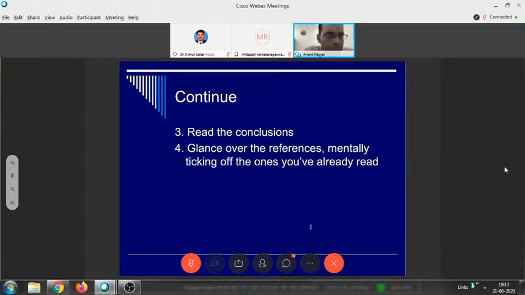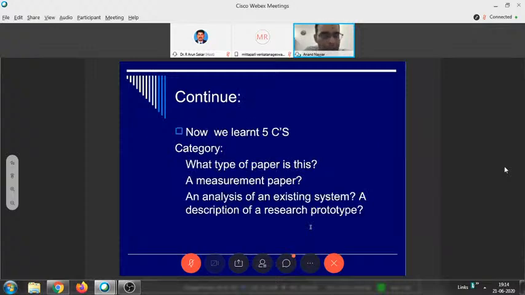You can collect 2000 papers, but after the first pass, I'm saying openly, you will reduce 40% of the papers. 40% of the papers will be gone. And glance over the references and mentally take note of what is required and what is to be done, because sometimes the references also become the literature. Now you have learned the 5 C's. Now you can understand what type of paper this is, whether it is a measurement paper, an analysis of an existing approach, or a research prototype.